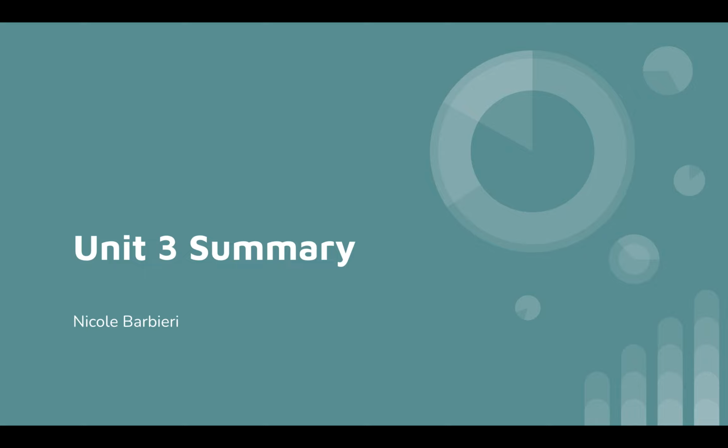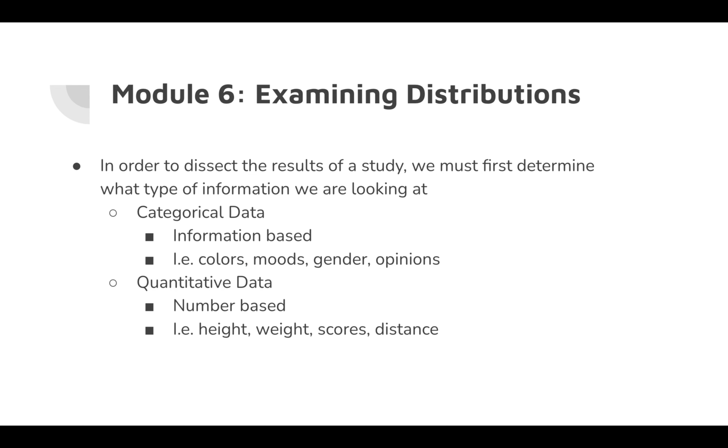Hello. Today we'll be going over the Unit 3 summary, which covers Module 6 and Module 7. The first two modules we studied in this class discuss different types of sampling and studies, so it only follows that Module 6 aims to teach us how to examine the types of distribution.